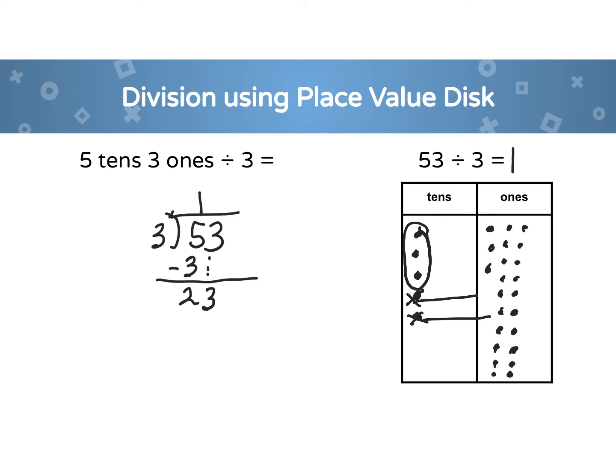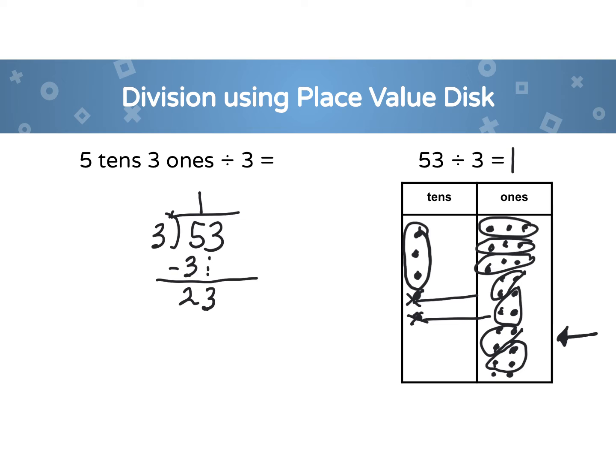Okay, so I did my steps. First, I took 5 tens, I divided it by 3, I had one group. And then I multiplied 1 times 3, and I got 3. Really, it's 30 because it's in my tens column. And then I subtracted, sister subtract, and then brother bring down. And now I have 23 here to divide by 3, just like I have 23 over here on my place value chart. So I'm going to divide those by 3.